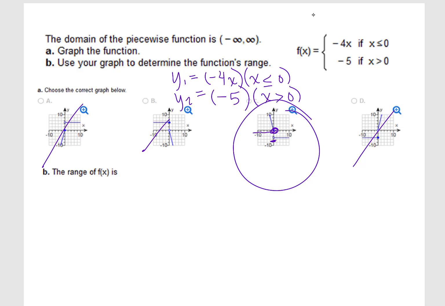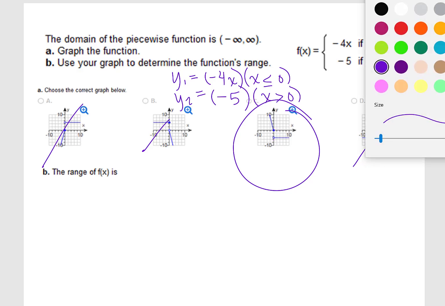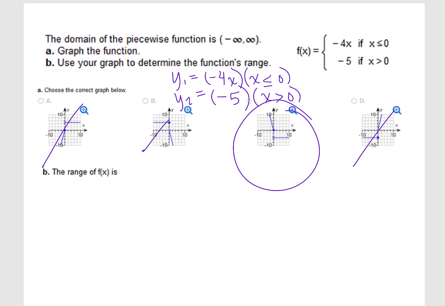Okay, let's talk about range real quick. So my range will be a bit of a mix of what we've seen in the previous problems. Traveling from the bottom to the top, the first time that I hit a y is -5, right? I hit -5, but it's just that one value. It's not like from -5 all the way up, right? We have a huge gap with no y's right here.